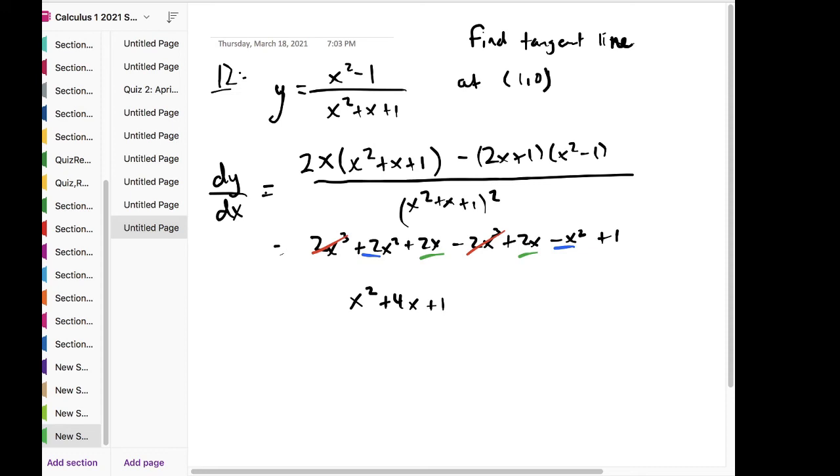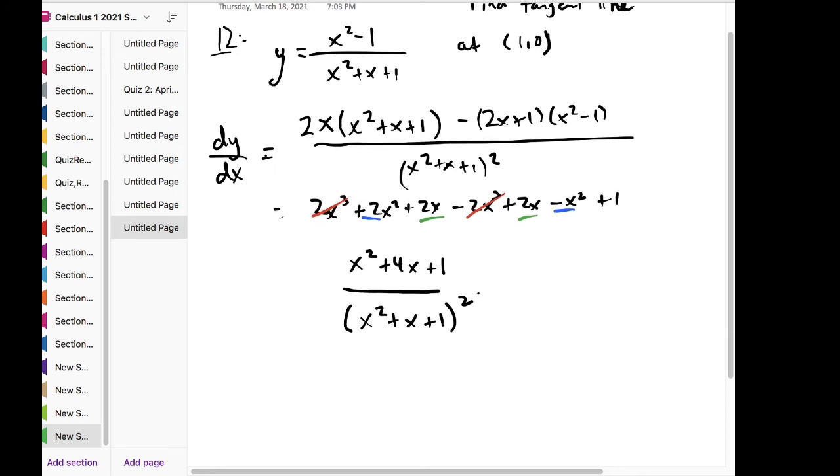So I have something different. Did I make a mistake? 2x cubed plus 2x squared plus 2x, then minus 2x cubed plus 2x minus x squared plus 1. So I have a different derivative than you. Oh, sorry, you have a different problem. Okay. Okay, never mind. Okay, so this is dy dx.